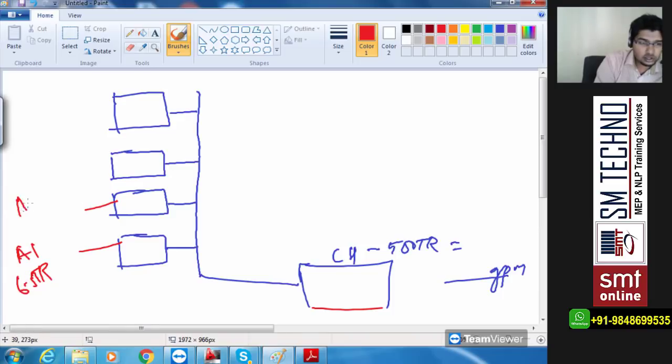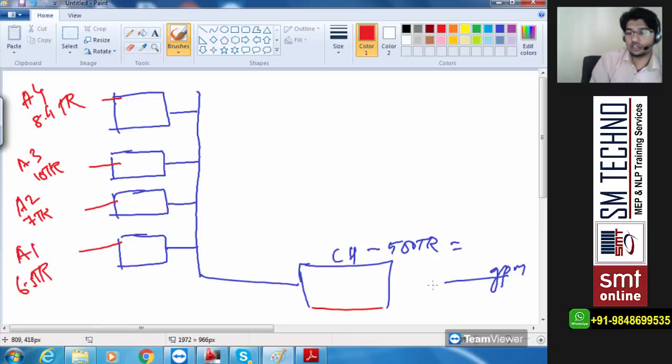Every calculation is supposed to be done. AHU2 is 7 TR, AHU3 is 10 TR, AHU4 is 8.4 TR. Now I want the GPM reading for each, starting with the chiller. 500 TR, how much? 1200 GPM. For AHU1, 6.5 TR.